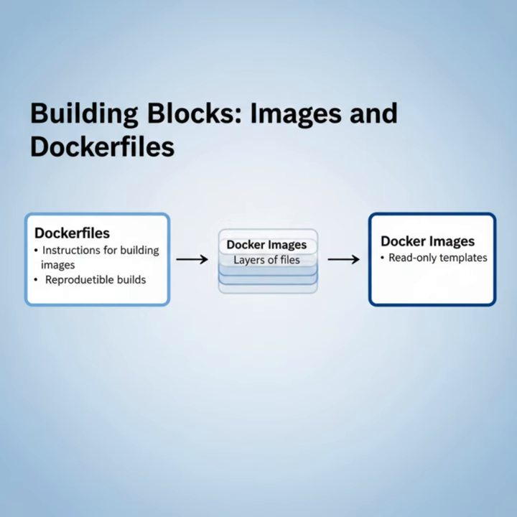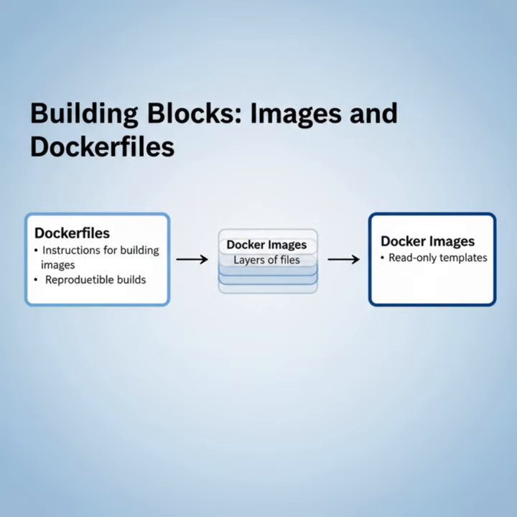Docker images are the fundamental building blocks of Docker. They are read-only templates that contain everything needed to run an application, including the application code, libraries, dependencies, and configurations. Images are built in layers, which makes them incredibly efficient, as layers can be reused and shared across multiple images. The process of creating these images is defined in a Dockerfile.